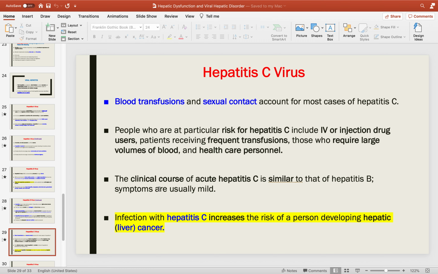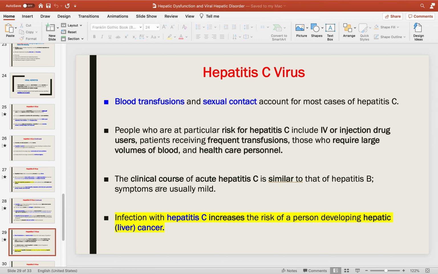Another type of hepatitis is hepatitis C virus, and as I explained before, like hepatitis B it is transmitted through blood, blood transfusion, and also sexual contact. People who are at particular risk of hepatitis C include IV injection drug users, patients receiving frequent transfusions, those who require large volumes of blood, and healthcare providers. So it's very important to know that the transmission of hepatitis C and hepatitis B are similar, and the precautions are also similar.